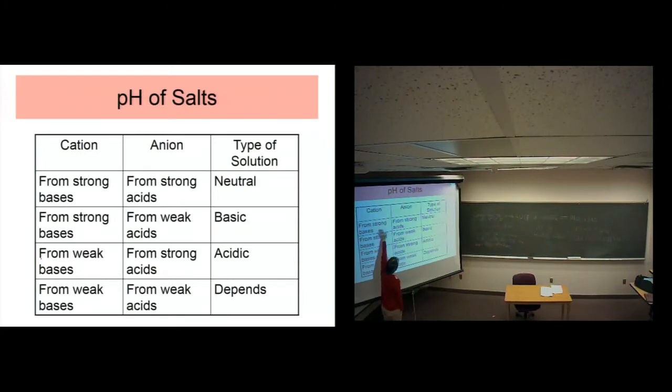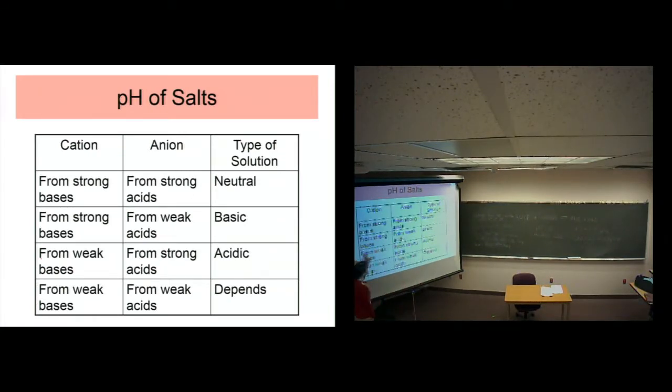Strong base. What do we say happens to strong base? No effect. And what do we say happens with a weak acid? Anion from a weak acid makes it basic. So this, no effect. Here, basic. So you put those together and what do we get? Basic. Okay, let's go again. Weak base. What did we say was a weak base? Acidic. And then strong acid. Nothing. So now I have acidic and nothing. Ends up being acidic then, doesn't it?